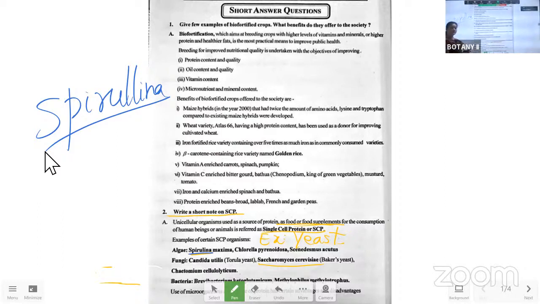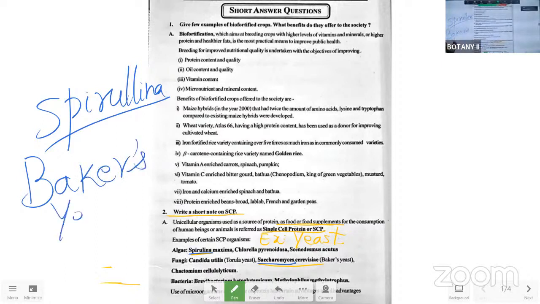And the next one is the fungi. In the fungal organisms, some unicellular fungi are used to take out the proteins from their body. Example, Baker's yeast, otherwise Saccharomyces. If you are having a problem writing this word for the yeast, then you can write it as Baker's yeast. This is also very easy, because everyone knows the spelling of bakery. So Baker's yeast. Okay, so this is the fungal example and this is the algal example.